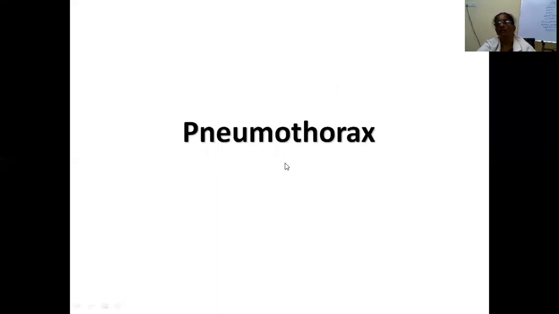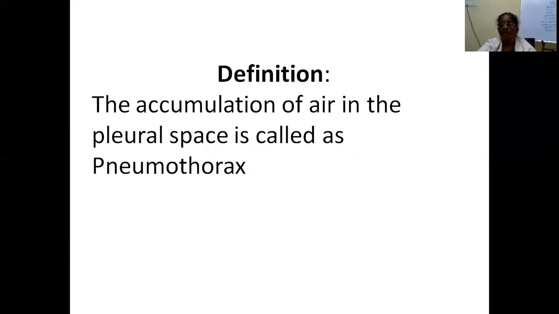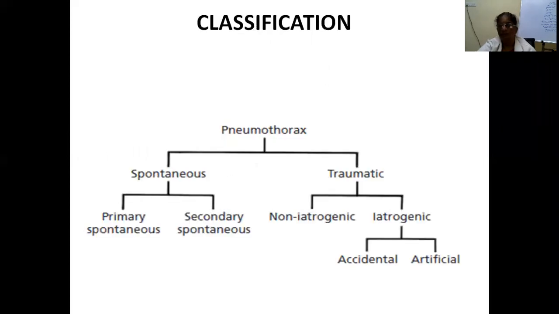Next is pneumothorax. Till now we have seen the accumulation of various fluids in the pleural cavity. Now we should learn about the accumulation of air in the pleural cavity, and that is pneumothorax. It can be classified as spontaneous pneumothorax and traumatic. Spontaneous means it occurs by itself without any injury. Trauma means with injury. That's the only difference.